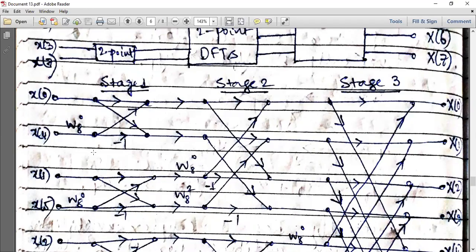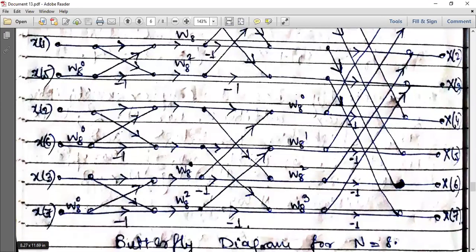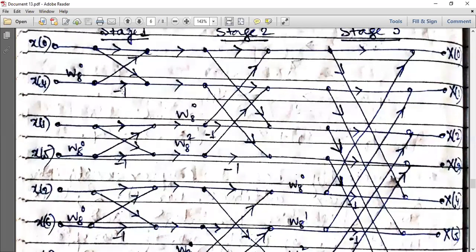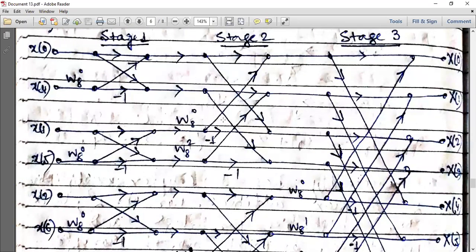8-point DFTs, n equal to 8. So W8 to the power 0. Here also, not in the first step, we write the twiddle factor in the second part of each butterfly. In the second part of this butterfly, I have written the twiddle factor. Here also in the second part, I have written, and here also. Clear? And in that bottom line, I've given the constant -1. Okay, it is for stage 1.